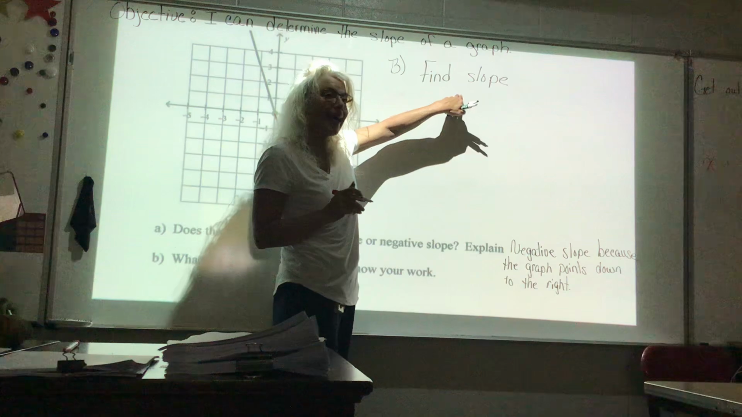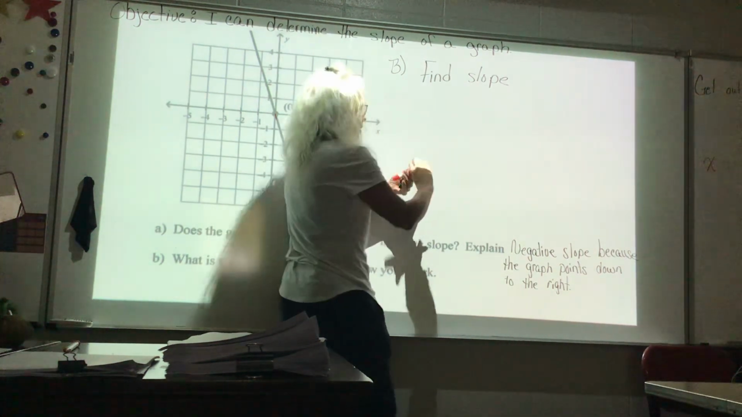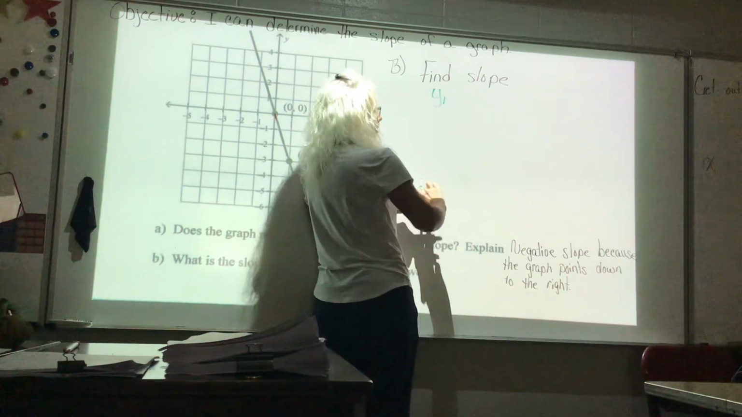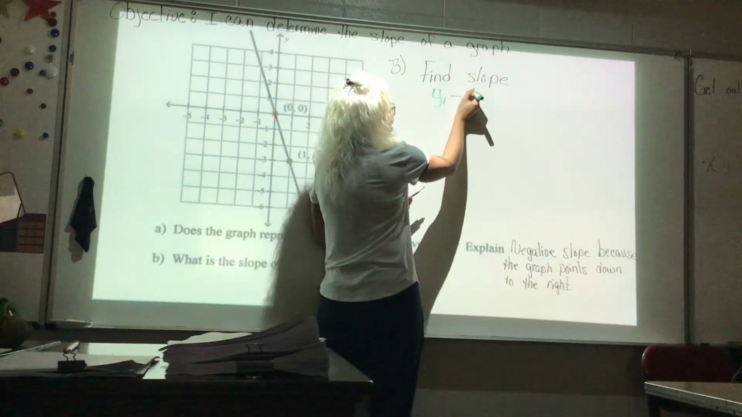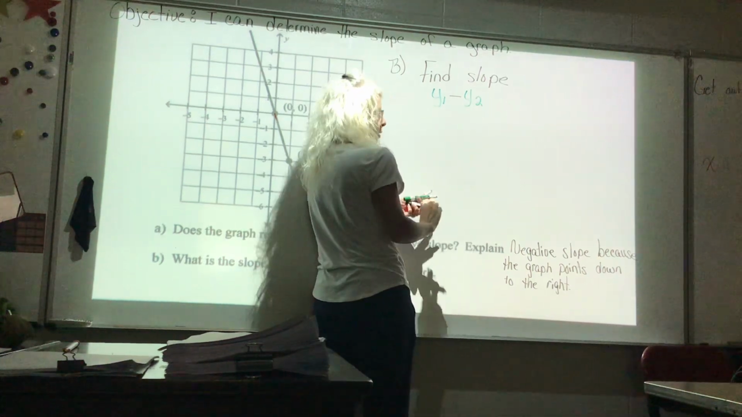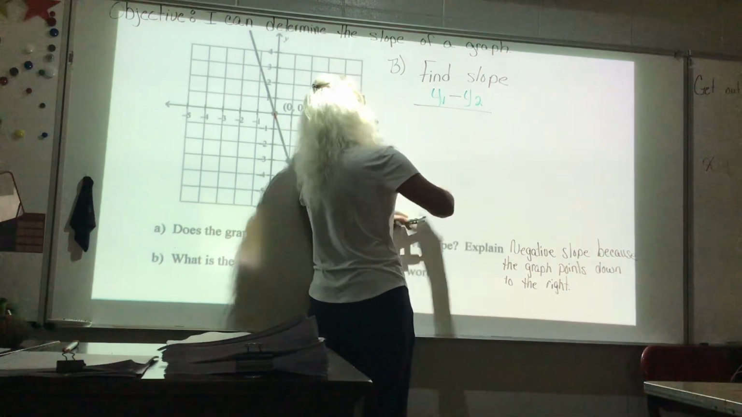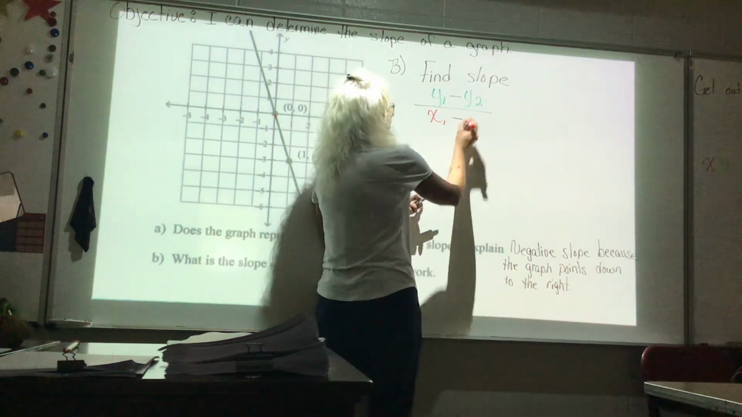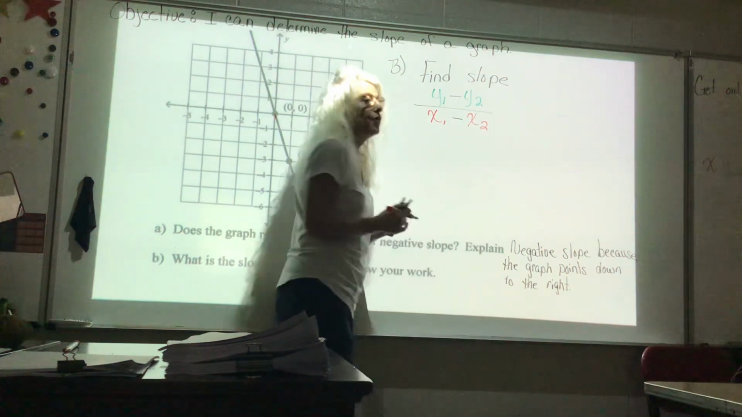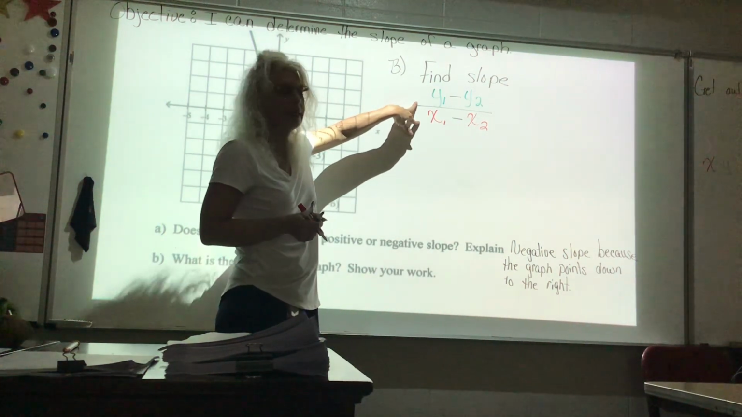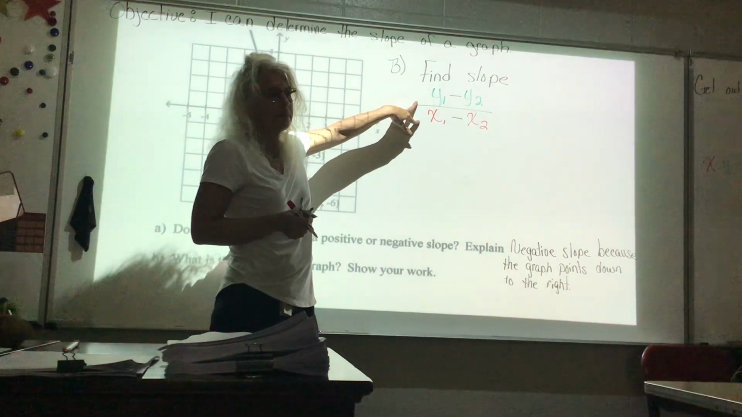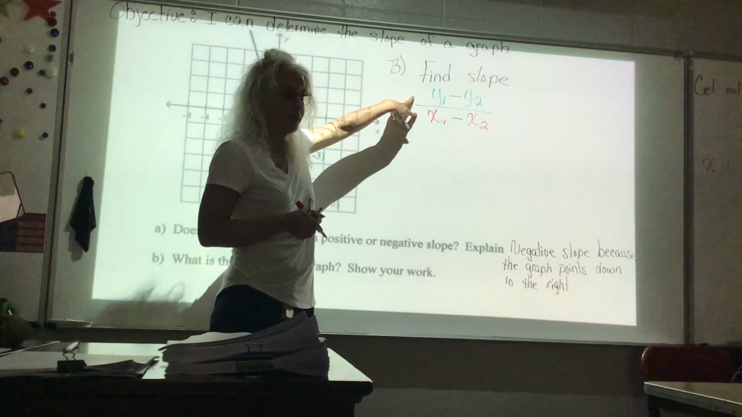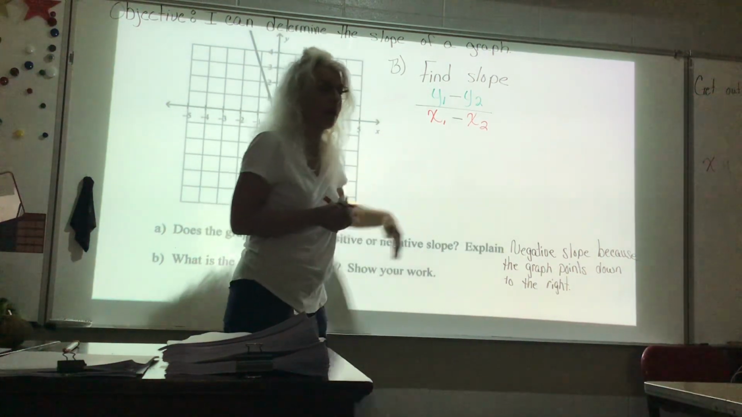In order to find the slope, we're going to take y sub 1 subtract y sub 2 over x sub 1 minus x sub 2. This is just the formula of how you do it. You do not have to memorize this. You just need to know how to do it.